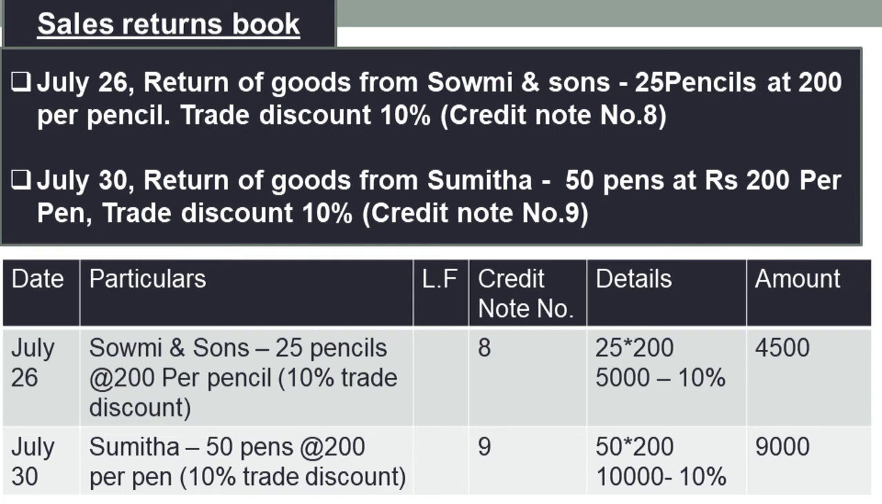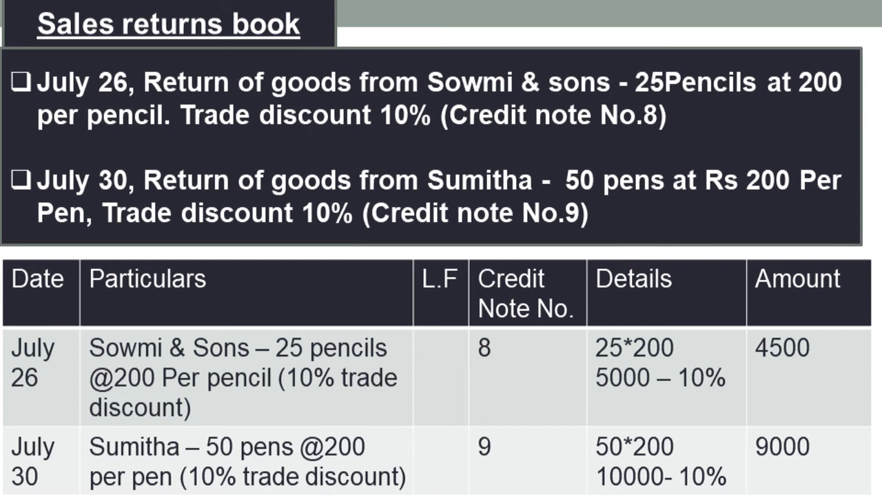On July 26th, we have received sales returns from Swamy and Sons, that is 25 pencils at 200 per pencil. And also we have given 10% as a trade discount. The credit note number for this transaction is 8.